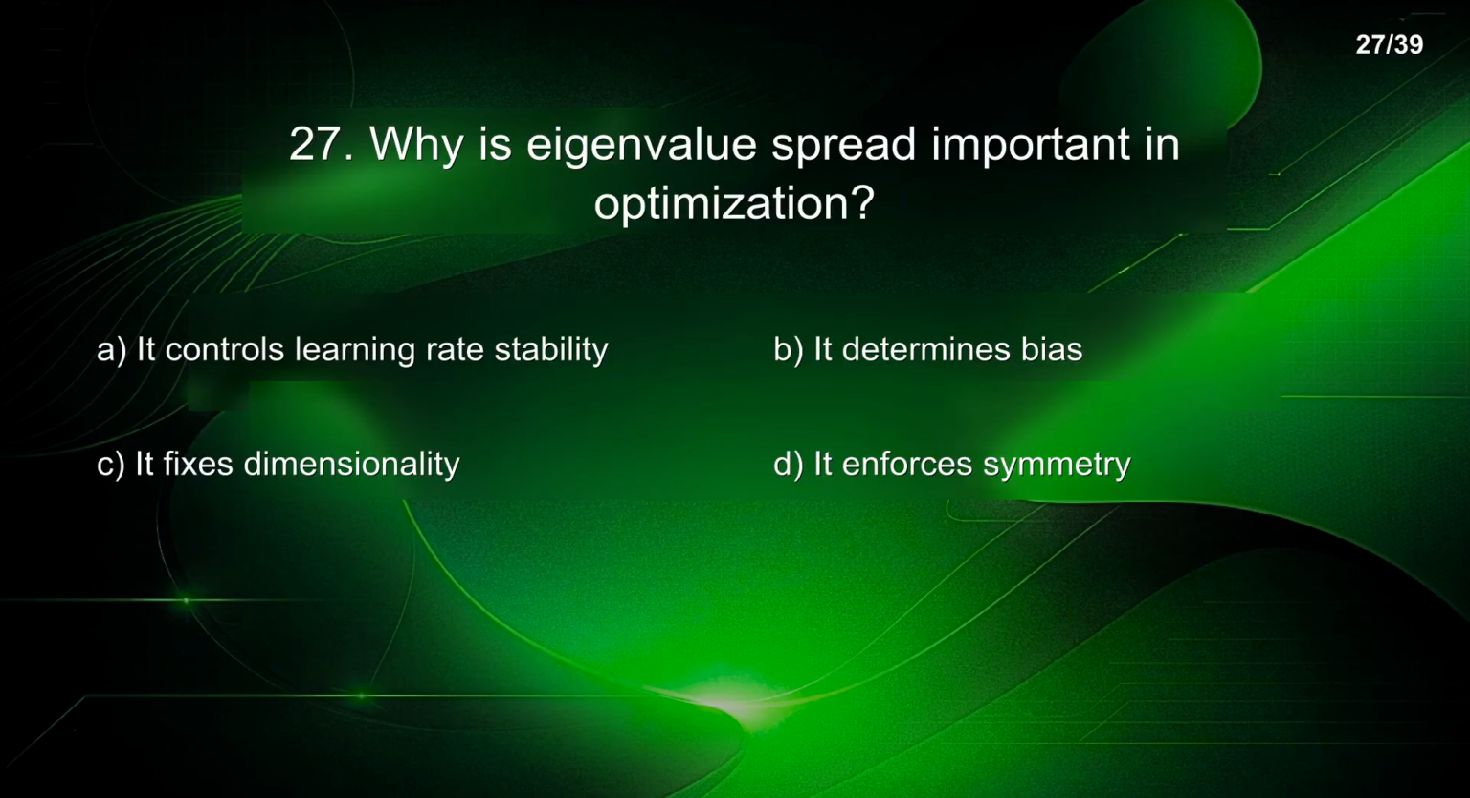27th question. Why is eigenvalue spread important in optimization? A. It controls learning rate stability. B. It determines bias. C. It fixes dimensionality. D. It enforces symmetry. Correct answer is A. It controls learning rate stability.